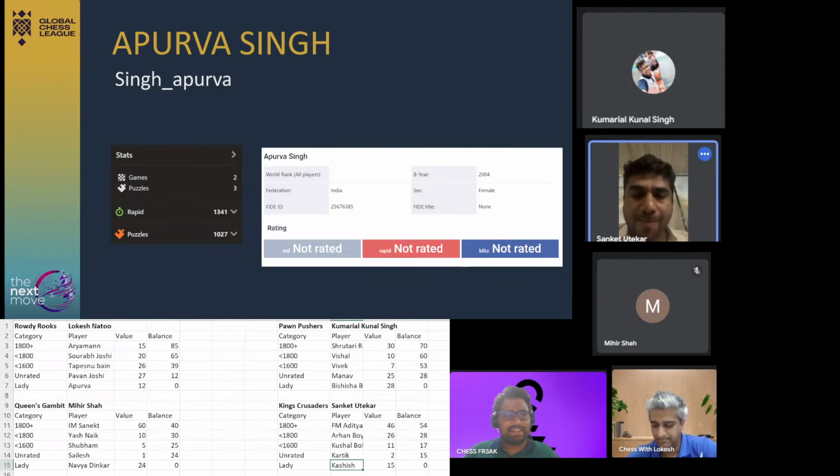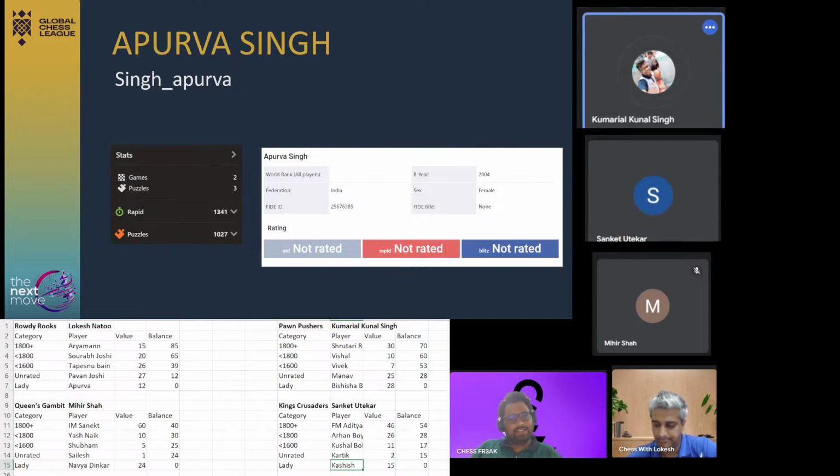Absolutely. And just like in GCL, where we have a brother-sister duo, Prag and Vaishali, here also we have two brothers, Kushal Bora and Karthik Bora, both in your team, which is a great thing. And I think we also have a father-son duo over here. We have Vishal Pabari who's playing for the Pawn Pushers, and we have Sadesh Pabari, his father, who's playing for the Queen's Gambit. This is going to be a great tournament.